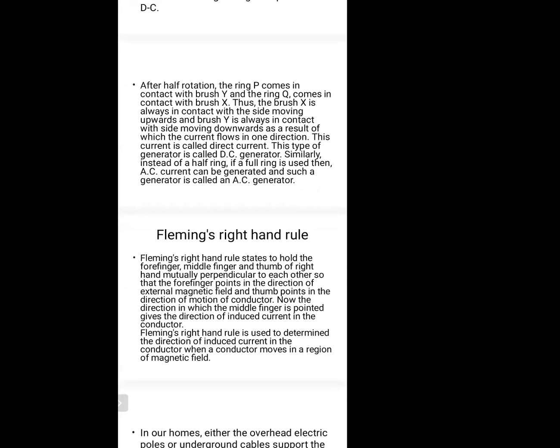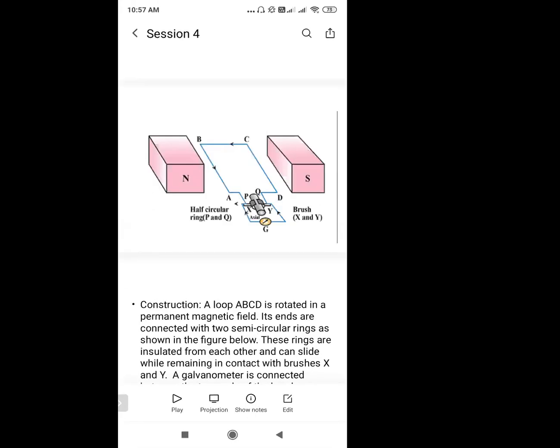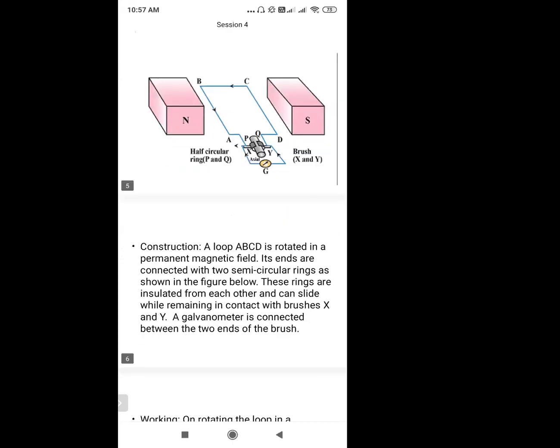After half rotation, the ring P comes in contact with the brush Y. I have shown what X and Y are here. Can you see X and Y? They are the brushes.